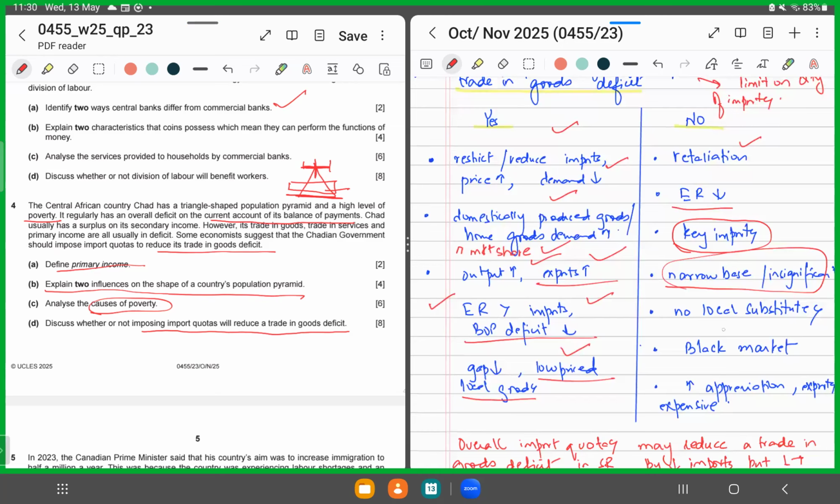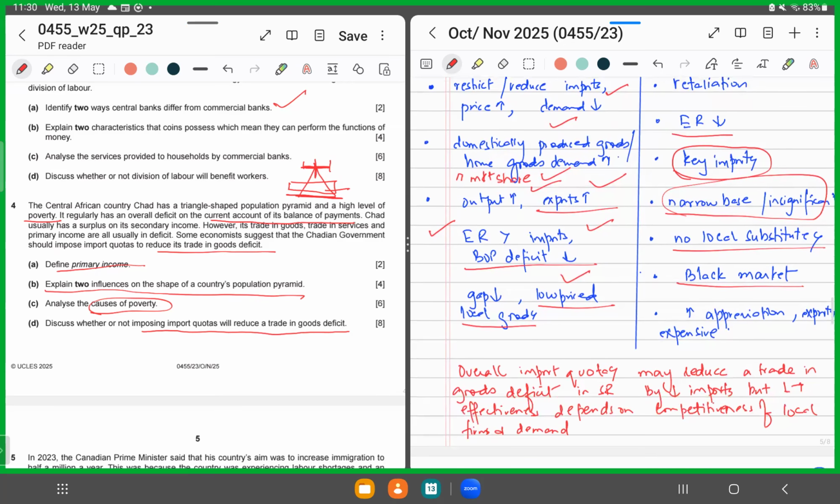It could also be that maybe there are no local substitutes for the goods on which you impose the quota. So that means that people will be forced to buy high priced imports. It could also be that it gives rise to the black market. So you impose import quotas, but then maybe the people are smuggling and finding ways to get it into their country through illegal means.